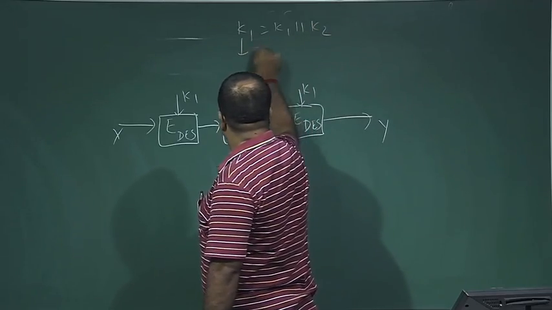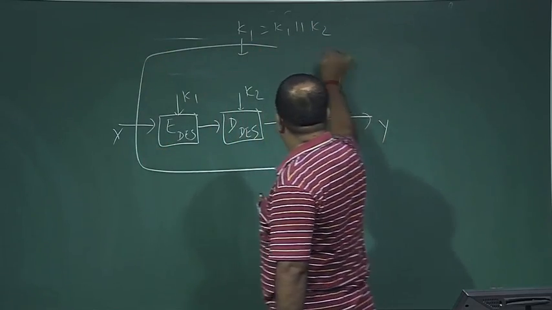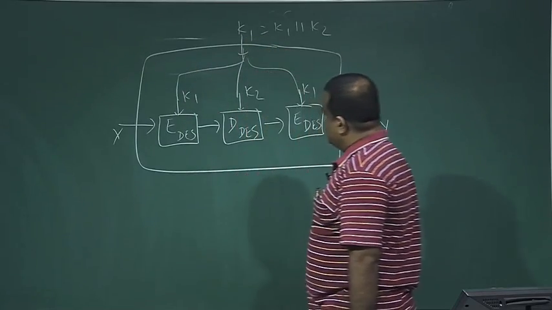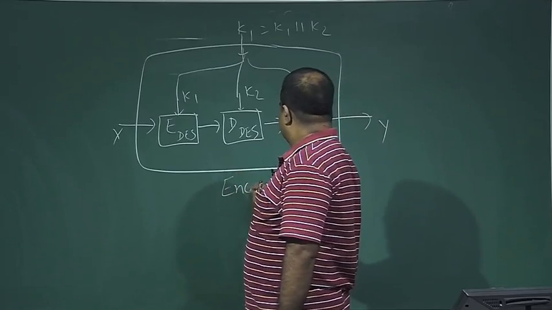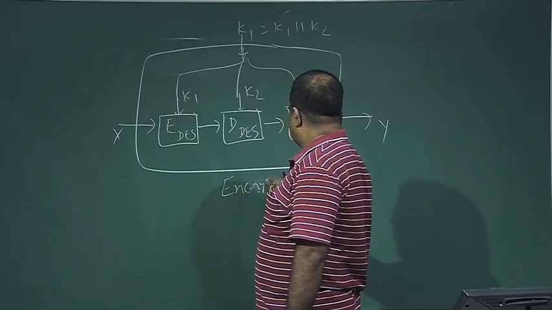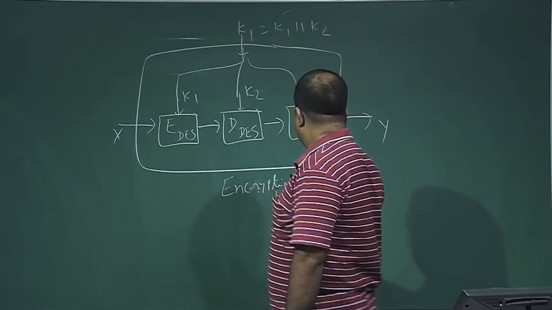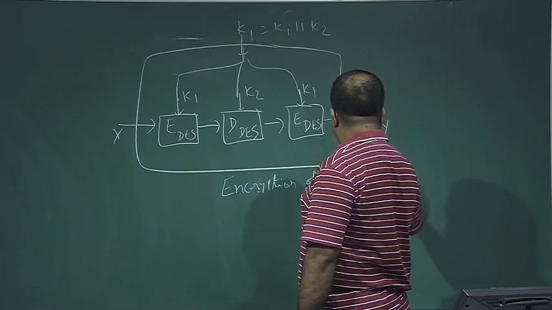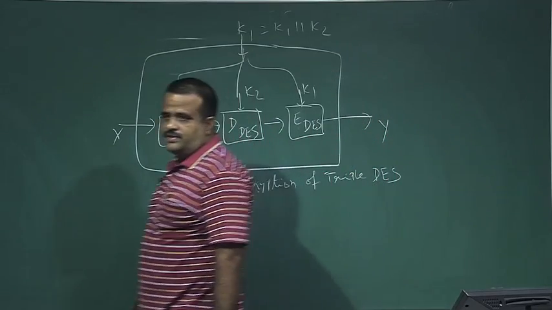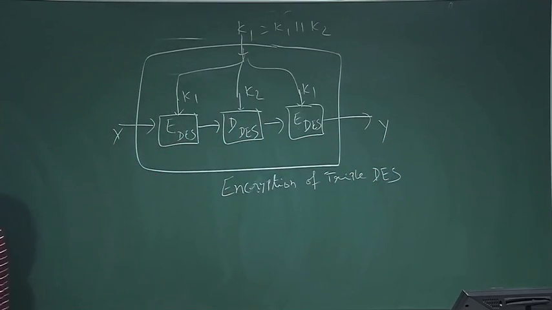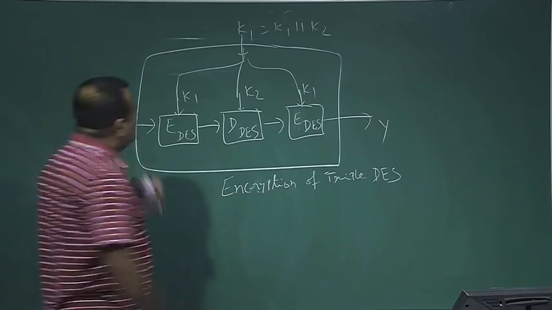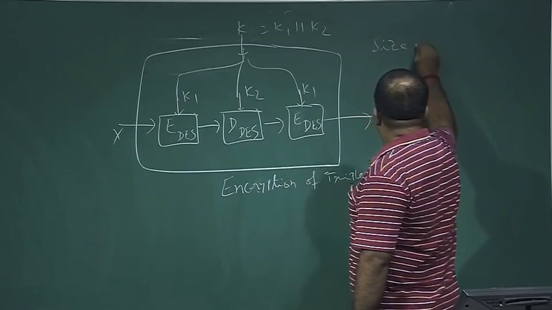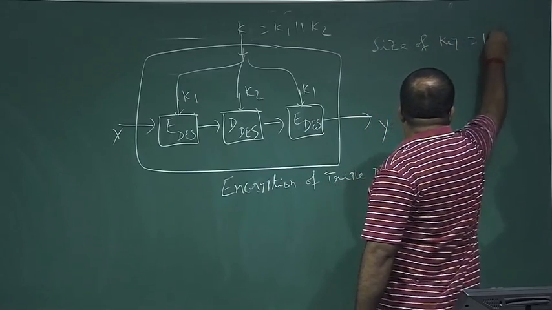So this is the input. So this is the block cipher. This is the encryption of triple DES. This is called triple DES because we are using DES 3 times. Okay. So now the key size is reasonable. The size of the key K is 112 bit.